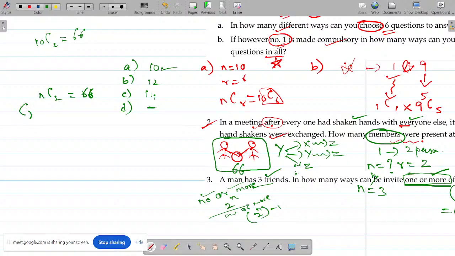If you want to do this algebraically, what is nC2? n into n minus 1. You'll have two factors. See, what is the value of r here? 2. So in the numerator, we'll have two factors divided by 2 factorial. This is equal to 66. So n into n minus 1 is equal to 66 into 2, which is 132.